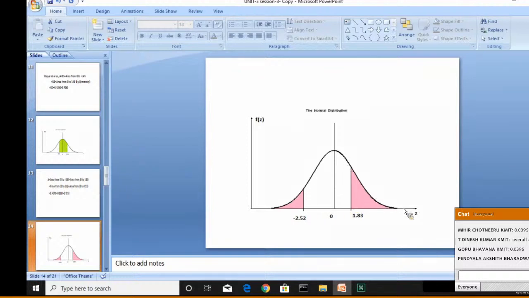Total area under the curve is 1. We want this portion area and this portion area. Understand? So what we will do, we will find out the area from here to here, 0 to 1.83 and 0 to 2.52. Both we will add and we will subtract from the total area 1.